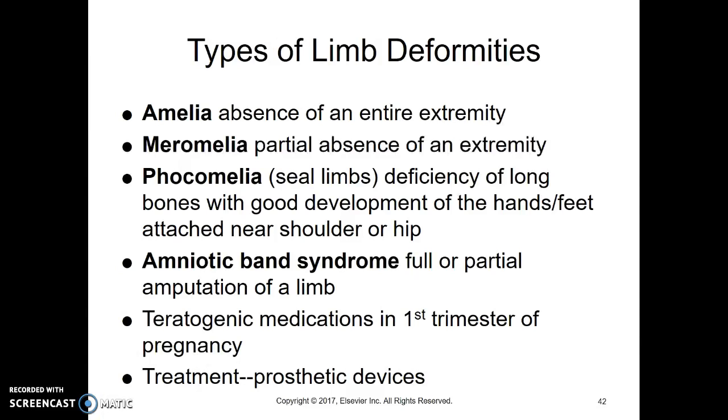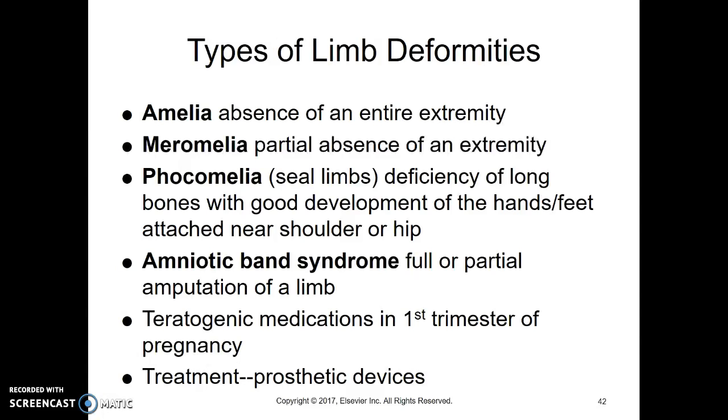Meromelia is being born with only part of an extremity. So you may have seen somebody who has an upper arm, but they're missing the forearm and the hand, something like that. Phocomelia can be described as a seal limb. This means they're missing or have a very small part of the long bones, but the hand or the foot are pretty well developed.